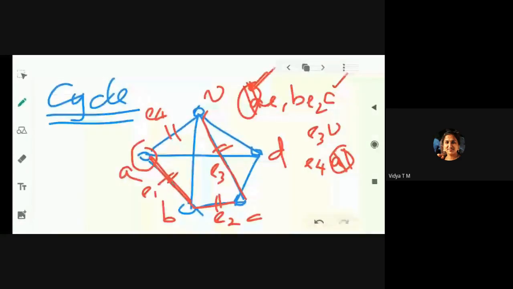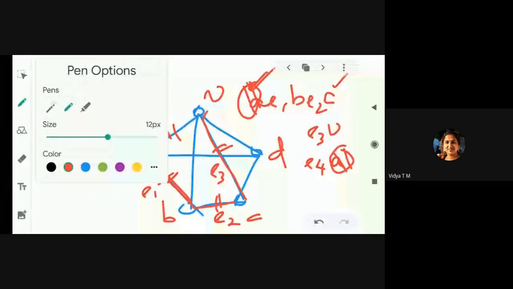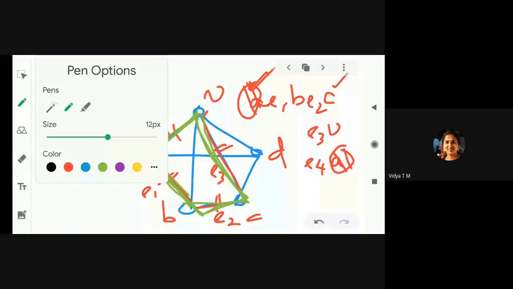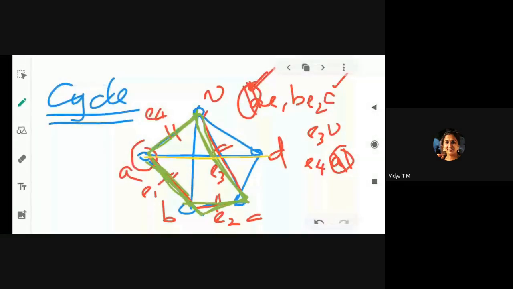So this one, let me mark it with another color. Starting with A, I have reached B, then move this one. So this is a cycle in this graph. You can have another cycle. Let me mark it with another color. Starting with A, moving over to D, then C, B, back to A. This is another cycle. So let me stop for a while here because you have learned things like walk, trail, path, and cycle.